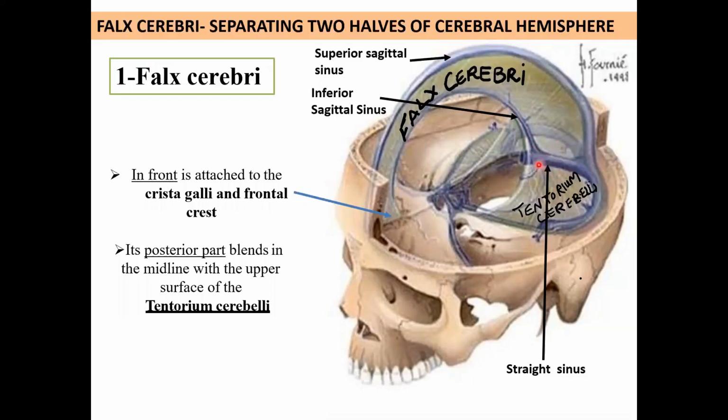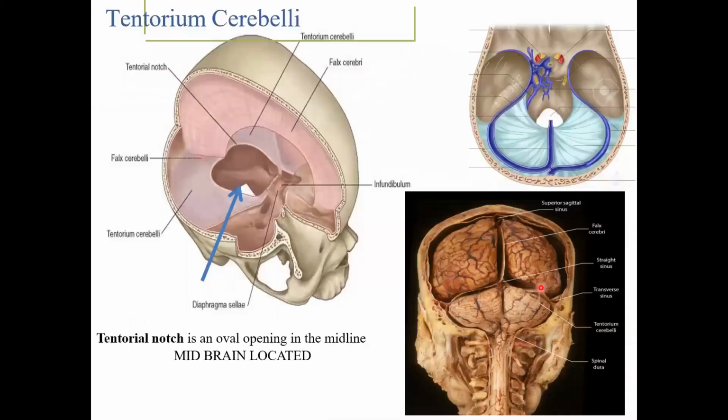So the falx cerebri fold of the dura mater will separate the two halves of the cerebral hemisphere and will have an anterior narrow end and a posterior broad end, and a superior fixed margin and an inferior free margin. Next fold of the dura mater is the tentorium cerebelli.